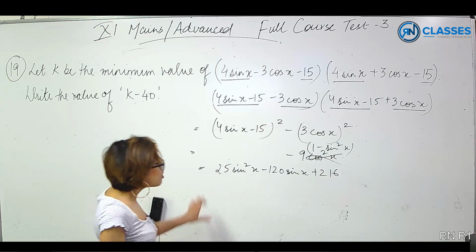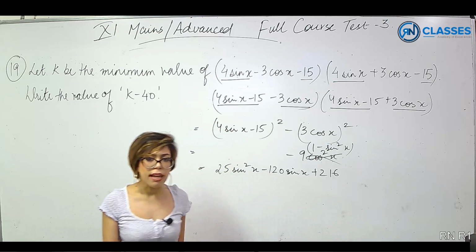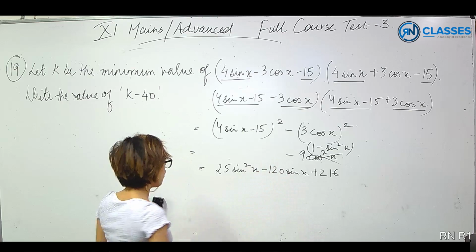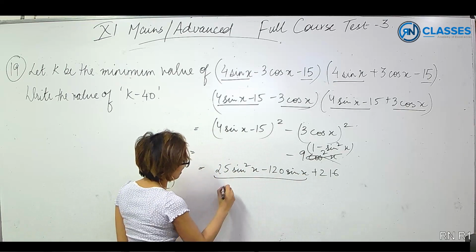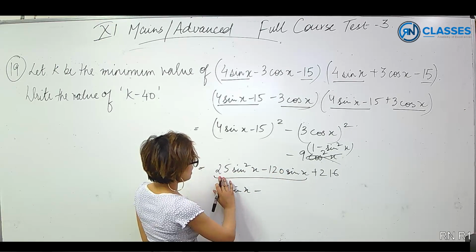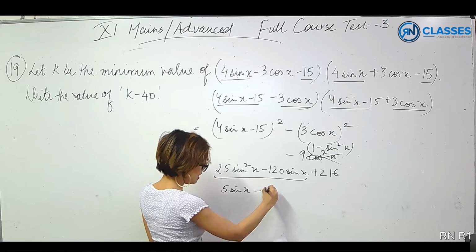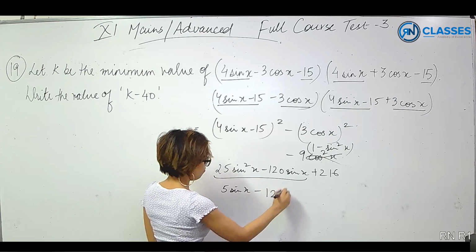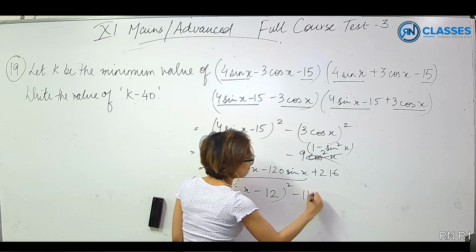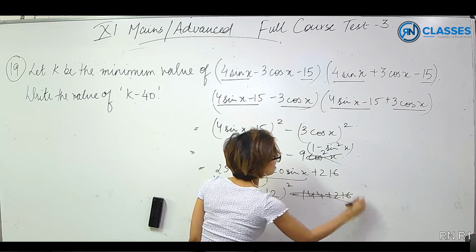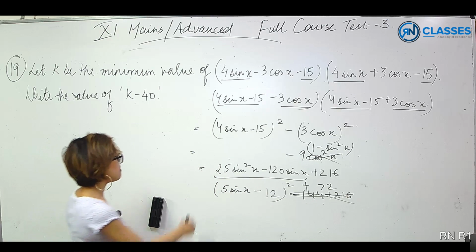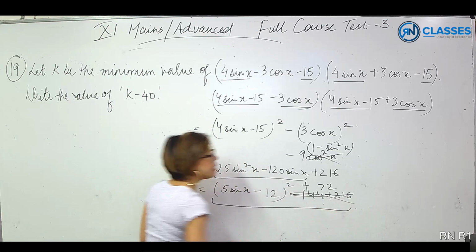Right? Now I am interested in the minimum value of this. I can see that the square can be completed. From here, if I complete the square, I get 5 sin x, and then 5 is getting involved from here, 2 is here. So I will write 12. Square completed, plus 144 minus 144. So minus 144 plus 216, that is 72. Plus 72. Alright. So that means I am interested in the minimum value of this.